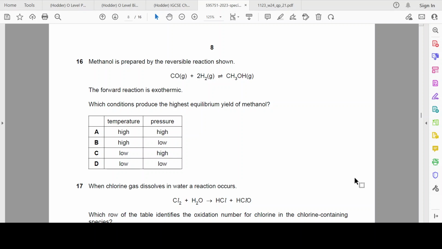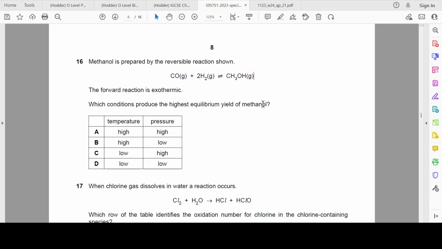Which side has lesser number of molecules? Reactant? No. One molecule of carbon monoxide, two molecules of hydrogen gas, that's three molecules. Right side, right? The product has only one molecule. We're not looking at the size of the molecule, we're just looking at the number of molecules.